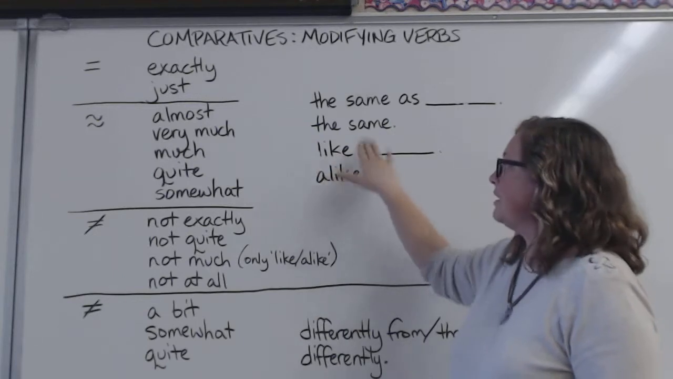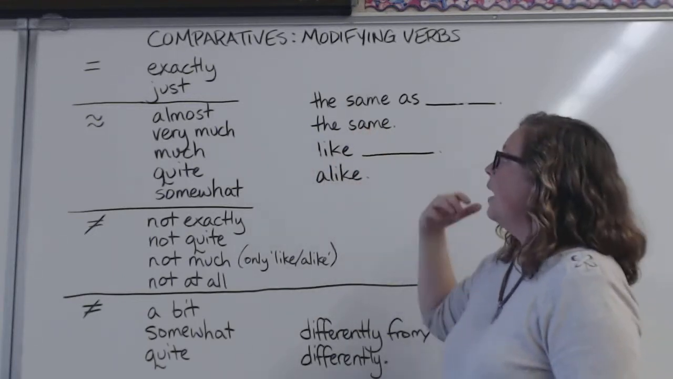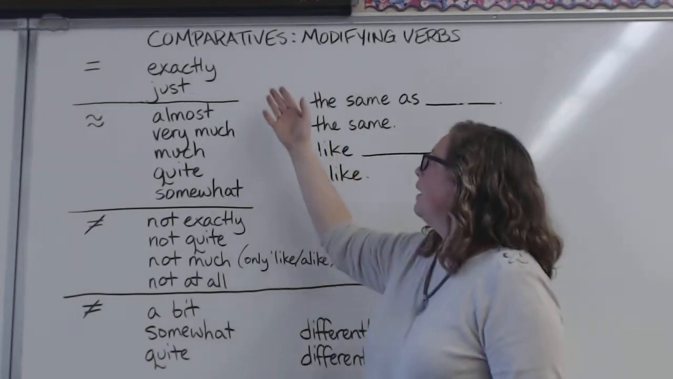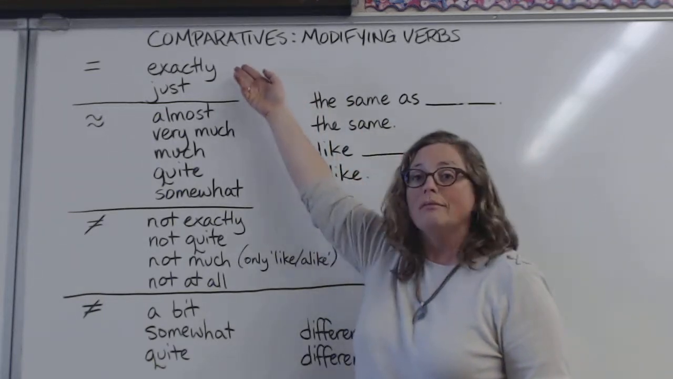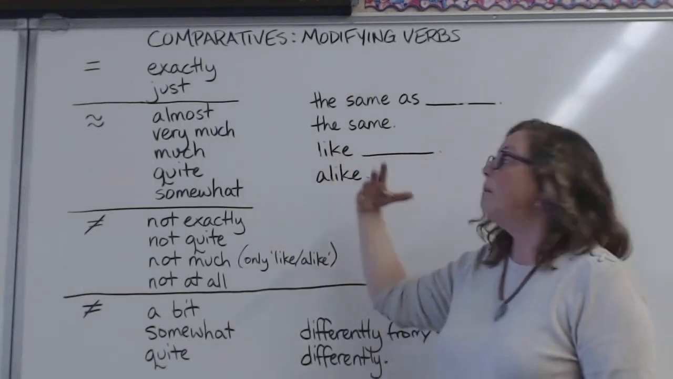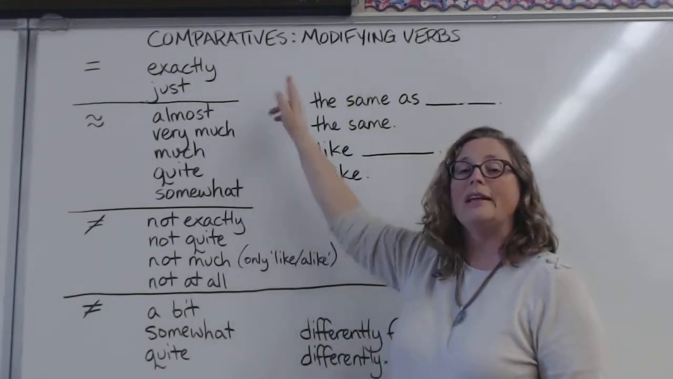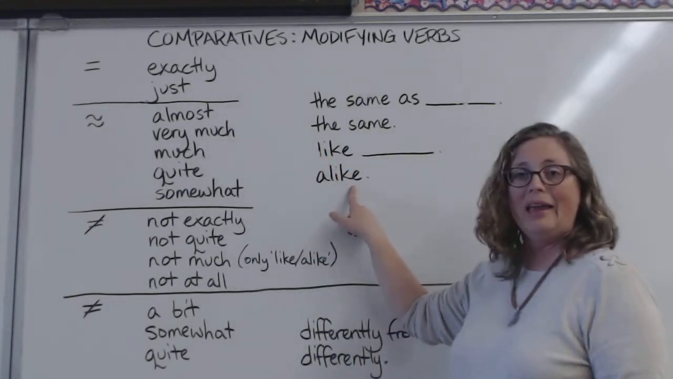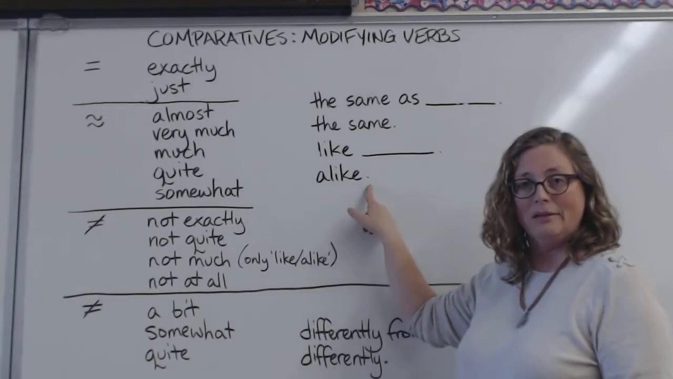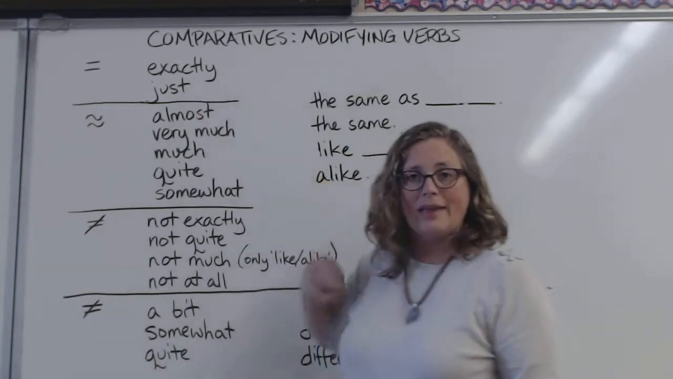I can also use these. These have the same idea. I can say, I sound exactly like my mother. My mother and I sound exactly alike, period. Just has the same meaning as exactly.